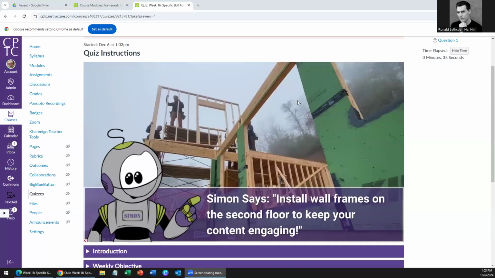So, welcome to week 16 of the framework for faculty and student success. This week, we're installing wall frames on the second floor so that we can keep our content engaging.